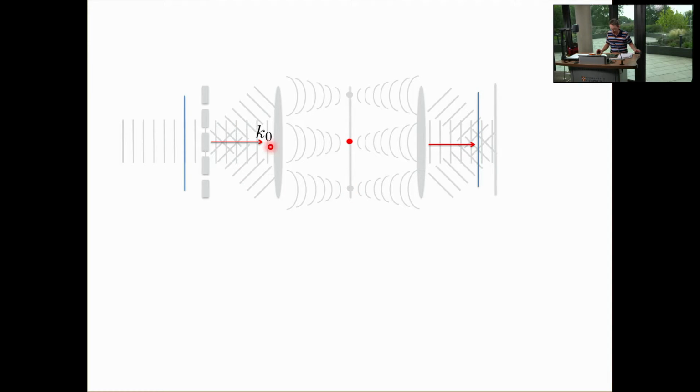And if you look at this, k0, if you just take that component here on its own, will be synthesized by the lens into a plane wave. So actually, the k0 component of the input field will yield a k0 component of the output field. So this is essentially the plane wave background that you get from this situation.